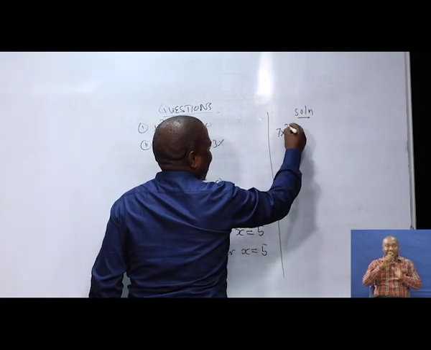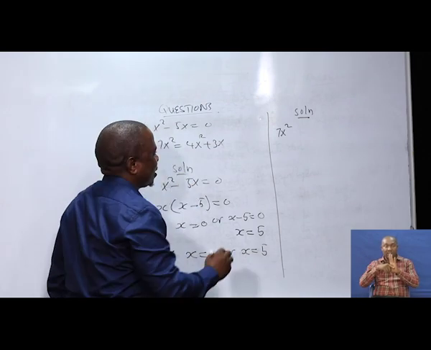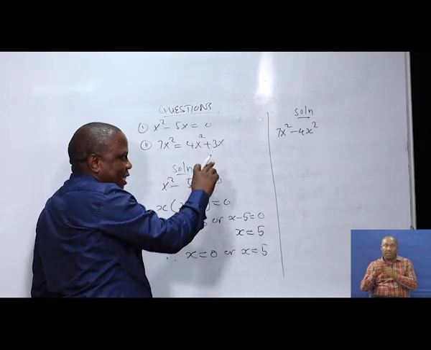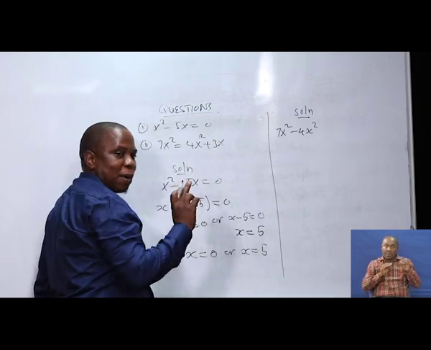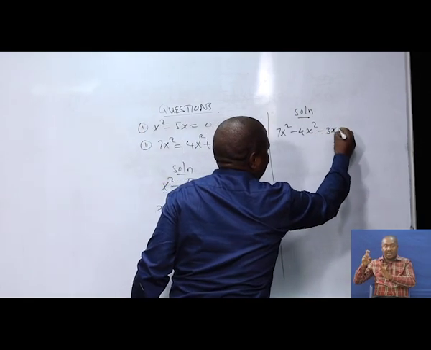You will have 7x squared. This here, when it goes on the other side, becomes minus. That is minus 4x squared. And this 3 here, when it moves on this side of the equation, becomes also minus. Minus 3x. This is equal to 0.